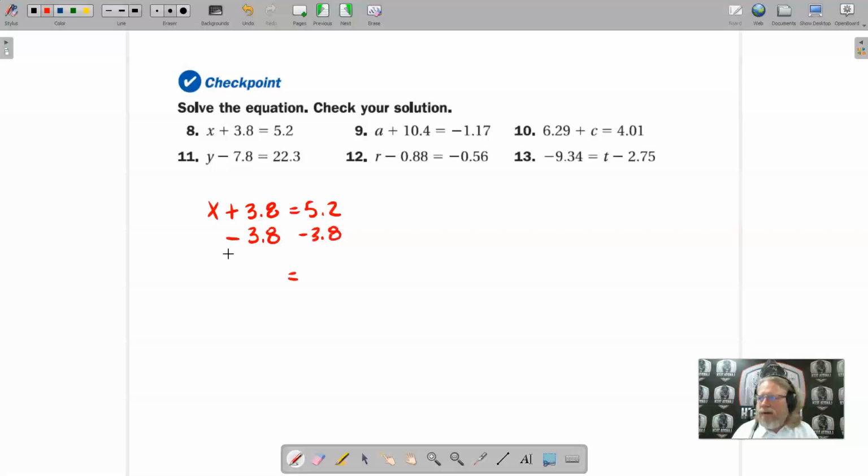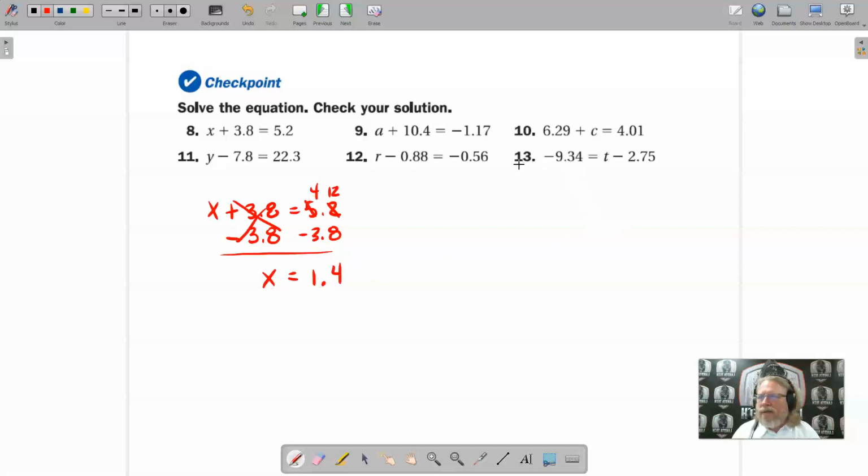And whenever I do that, these two are going to cancel each other out because they're opposites, leaving me with just x on the left. And then here I need to subtract. Can't take 8 from 2, so I'm going to have to borrow. But I can take 8 from 12, which is going to give me 4. I say 0.4 because the decimal is going to go here. And then 4 minus 3 is 1, and it's going to be positive, right?